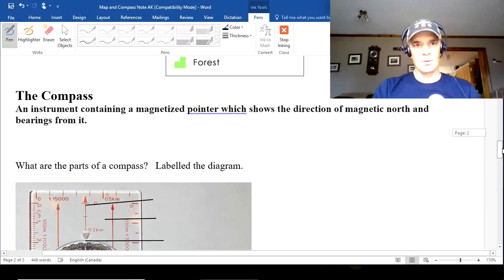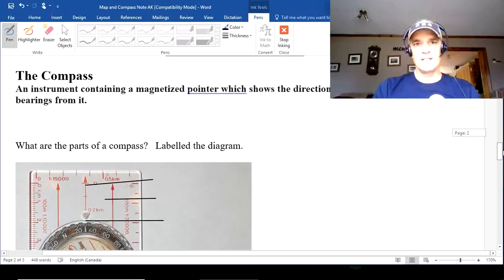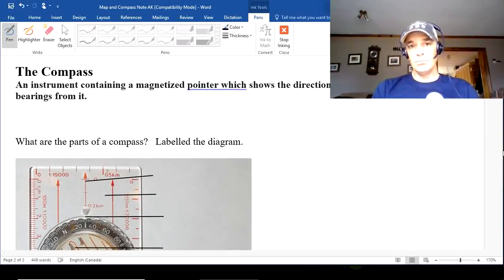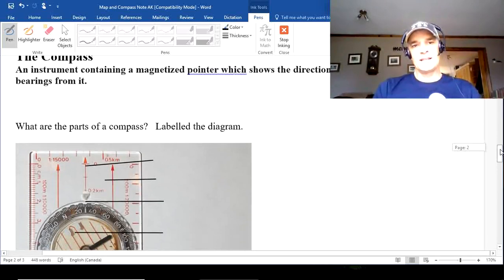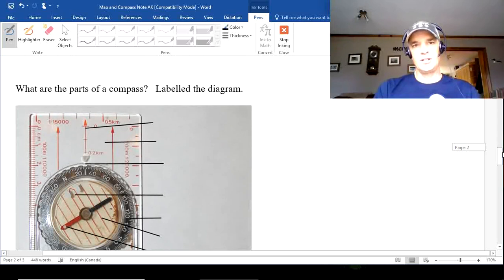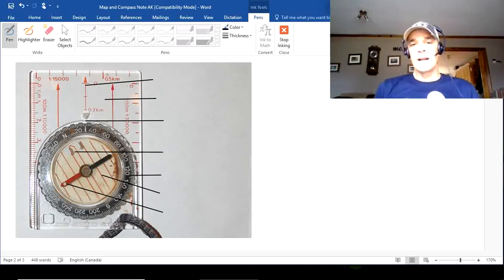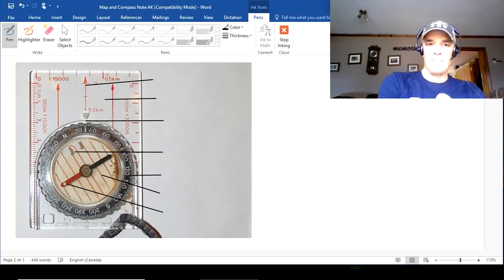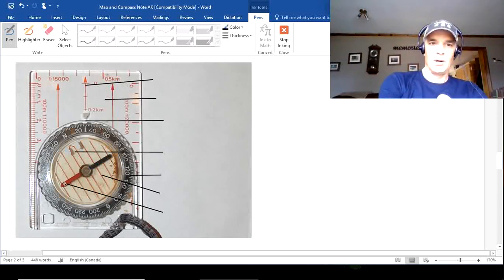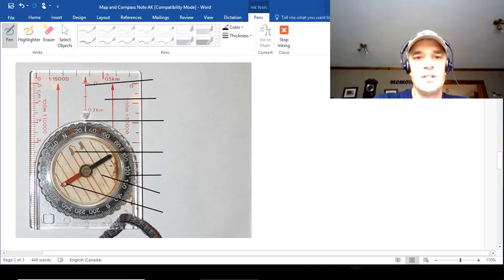The compass. Okay, so we're going to go to the compass. A compass is an instrument containing a magnetized pointer, which shows the direction of magnetic north and the bearing from it. Okay, so in this particular case, we have something that tells us what magnetic north is. Okay, so I'm going to do a diagram here, and I'm going to label this diagram. I'm going to label things not just straight up and down, but really from importance.